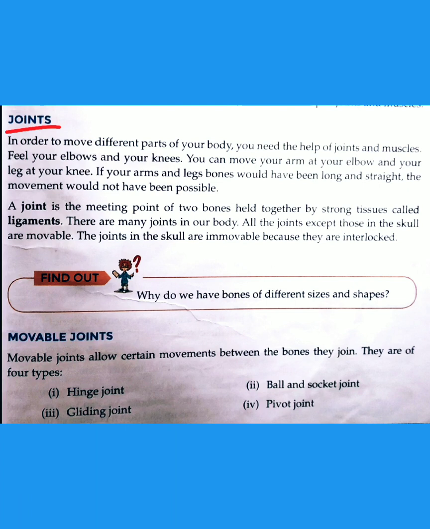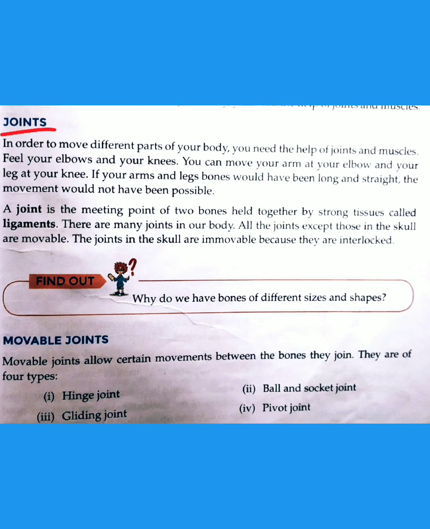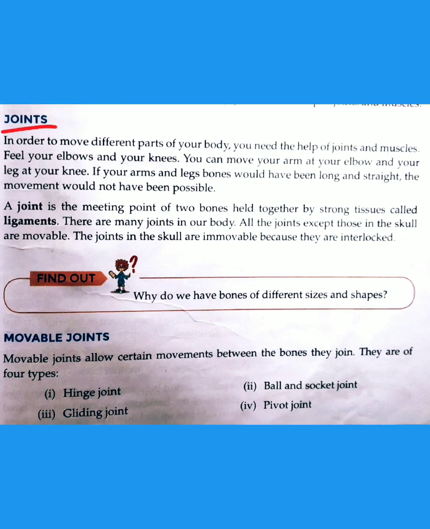Feel your elbows and your knees. You can move your arms at your elbow and your legs at your knee. So the joints between the two bones help in movement. We can easily move our arms or our legs. Now imagine if your arms and legs bones would have been long and straight. Of course, the movement would not have been possible.